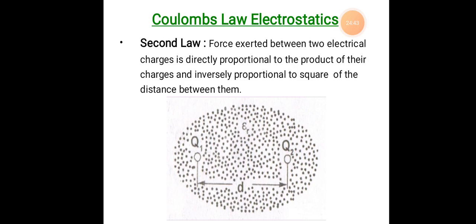In the second law of Coulomb's law, the force exerted between two electrical charges is directly proportional to the product of their charges and inversely proportional to the square of the distance between them. Remember this second law of Coulomb's law: the force exerted between the two electrical charges is directly proportional to the product of their charges and inversely proportional to the square of the distance between them.